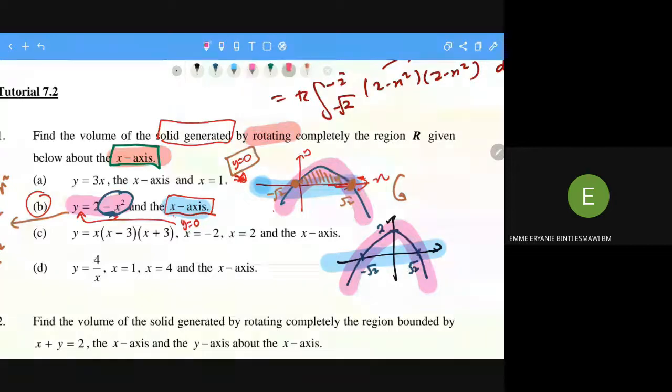So of course dekat dalam ni lah. Okay, bukan kat luar sebab then it is not bounded. Kemudian we want to rotate around the x-axis. Okay, any other questions?